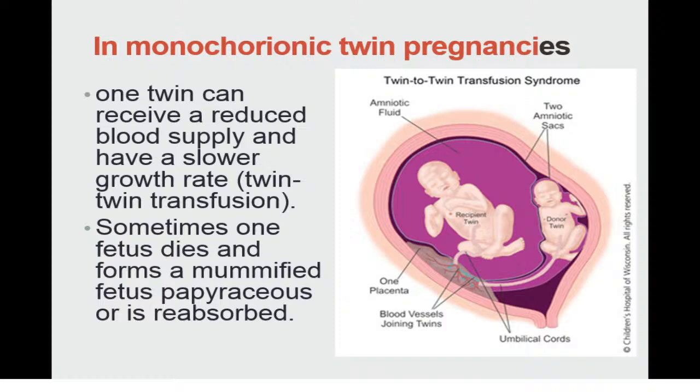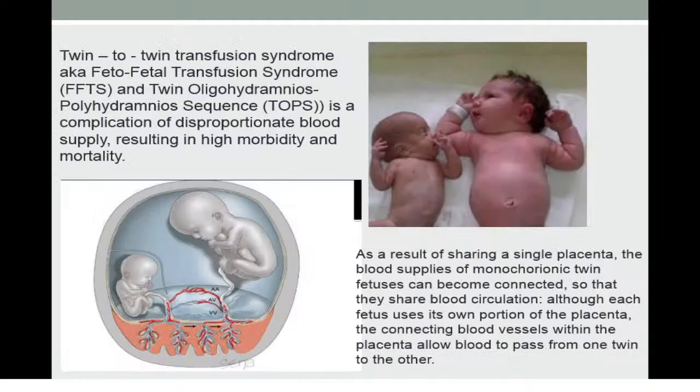In monochorionic twin pregnancies, one twin can receive a reduced blood supply and have a slower growth rate: twin-to-twin transfusion syndrome. Sometimes one fetus dies and forms a mummified fetus, or perishes or is reabsorbed. Twin-to-twin transfusion syndrome, also known as fetal-fetal transfusion syndrome and twin oligohydramnios polyhydramnios sequence, is a complication of disproportionate blood supply resulting in high morbidity and mortality. As a result of sharing a single placenta, the blood supplies of monochorionic twin fetuses can become connected so that they share blood circulation. Although each fetus uses its own portion of the placenta, the connecting blood vessels within the placenta allow blood to pass from one fetus to another.